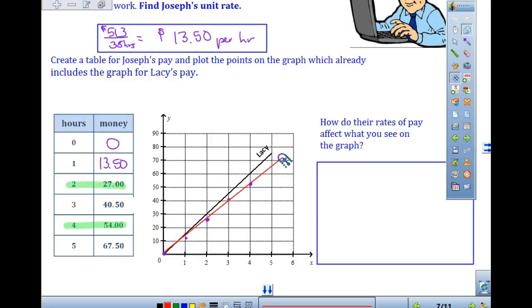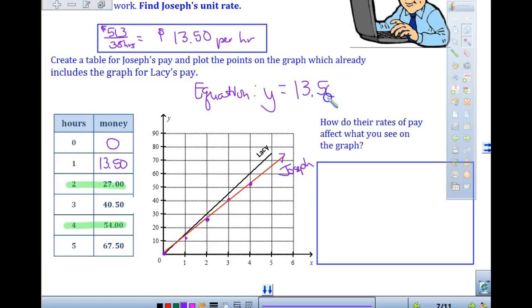And if we are going to continue this, right, we're going to put an arrow on it, and we're going to put his name by this one, and you'll do the same thing in your homework when you're doing those 2 lines, okay? You'll put Lucy, and then you'll put Joseph, one like this. And it says, if we were going to write the equation, what would our equation be for Joseph's? Y equals? What's his pay rate? $13.50 times X. Okay? That would be his equation.